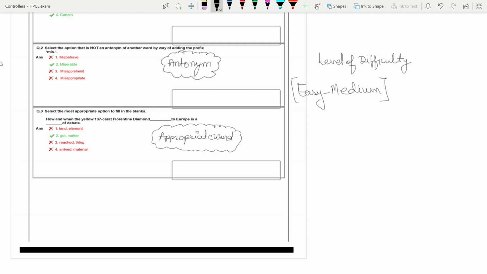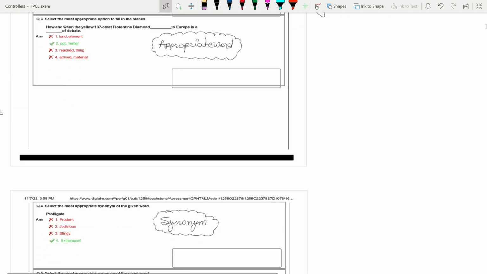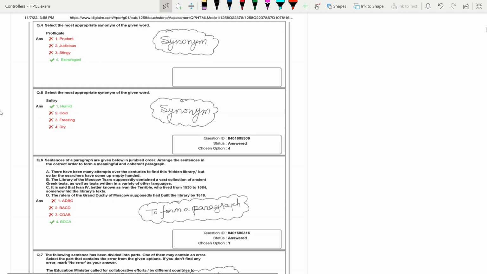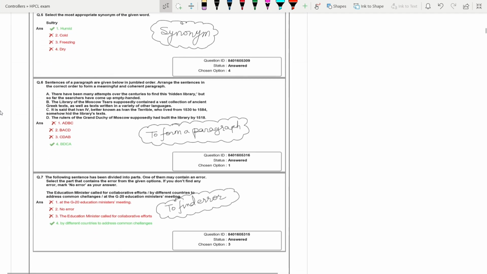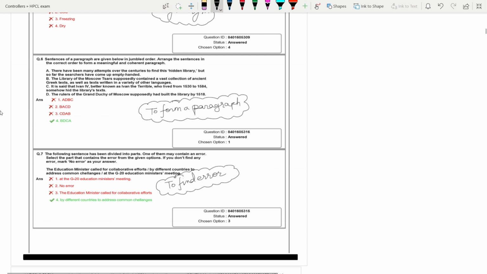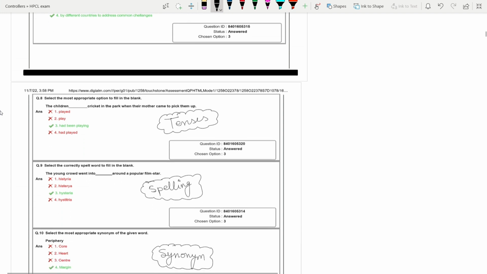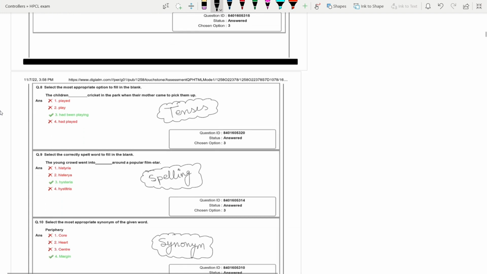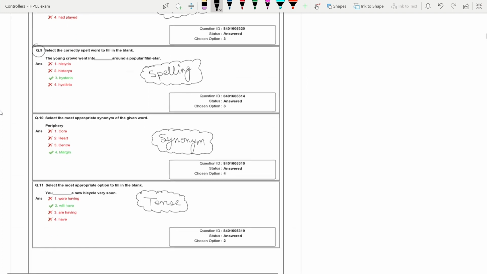Okay, so the level of difficulty here is easy to medium, you can say. Two of these questions were from synonyms, the third one is to form a paragraph, and the seventh one is to find the error. The next one is from tenses, the eighth question is from tense, and for the ninth question you have spellings, and again there is a question from synonyms.